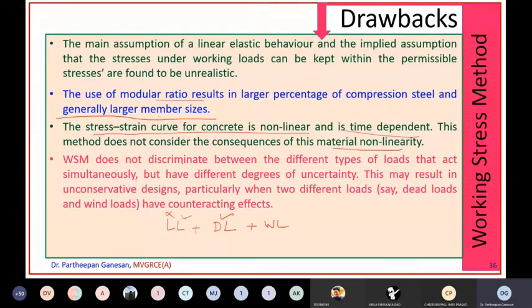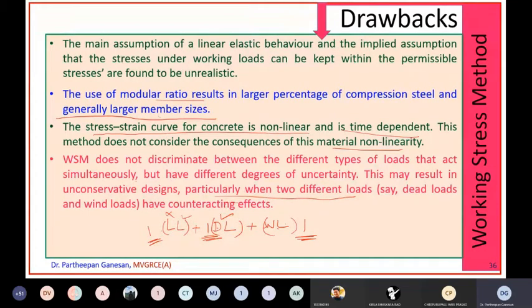So in working stress method, all the loads are taken with a factor of safety of 1. There is no different factor of safety given for different types of load. All different types of load are given unit weightage. Fully it is taken into account. But in other methods, it is not like so. For example, particularly when two different loads, dead load and live load, have counteracting effects.